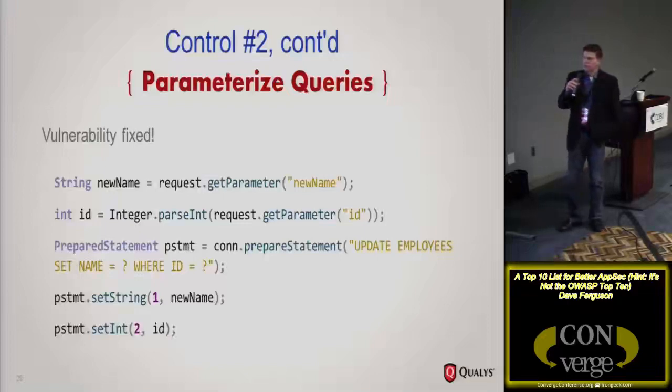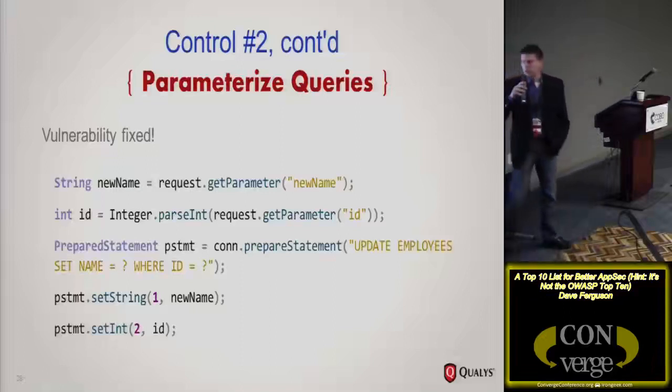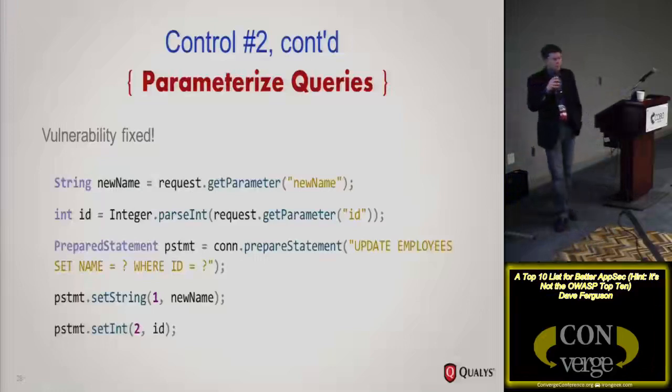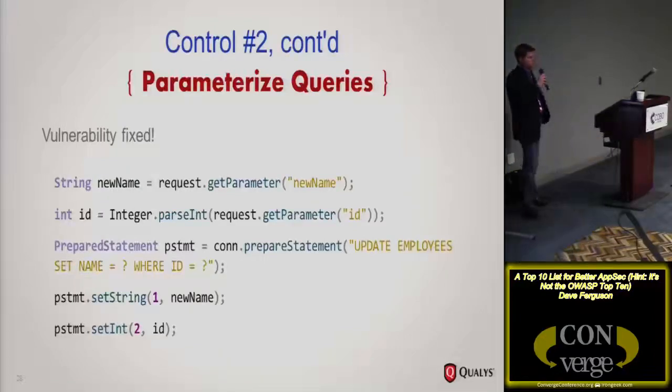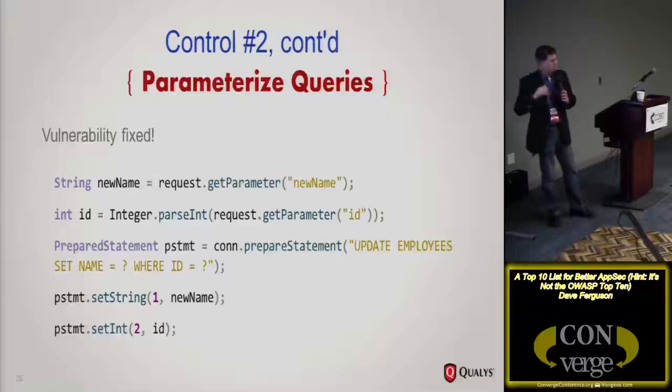So the 1 here under set string just refers to the first question mark, and the 2 on the set int is referring to the second question mark. And that's pretty much it. You're 100% protected against SQL injection here, because essentially the statement is fixed and can't be changed. The only thing that can be changed is the data in the question mark, the placeholders.